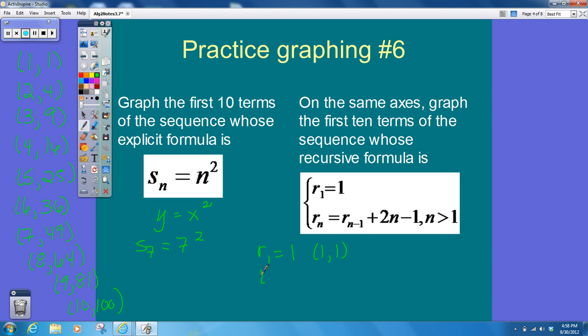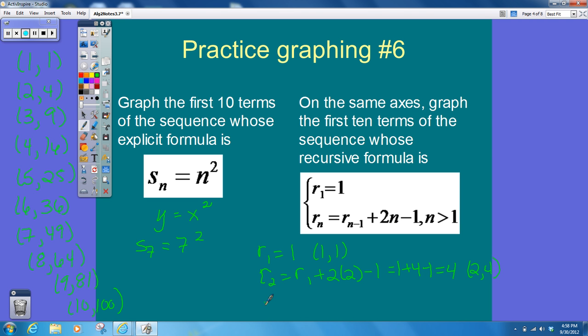r sub 2. Let's follow the formula. That is r sub 1 plus 2 times n. Well, what was n? n was 2. Minus 1. Okay, what is r sub 1? r sub 1 is 1 plus 4 minus 1, 5 minus 1 is 4. So r sub 2 is 4. The ordered pair was 2, 4.